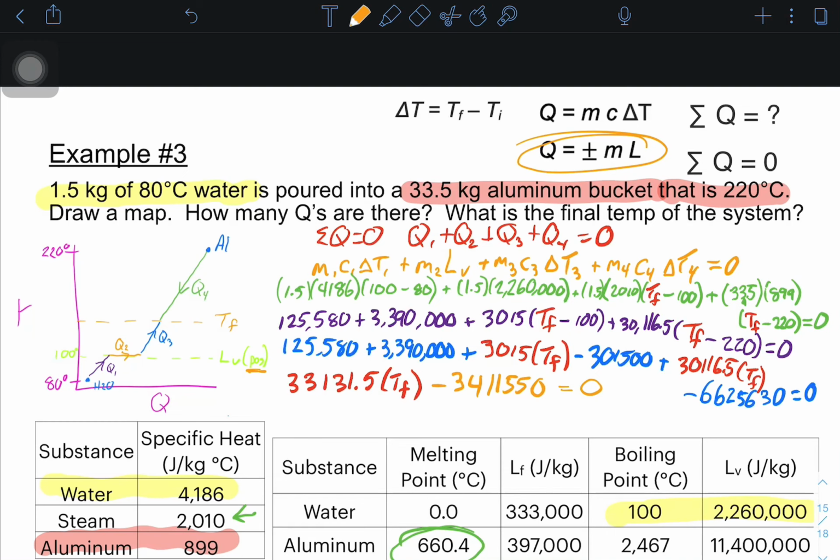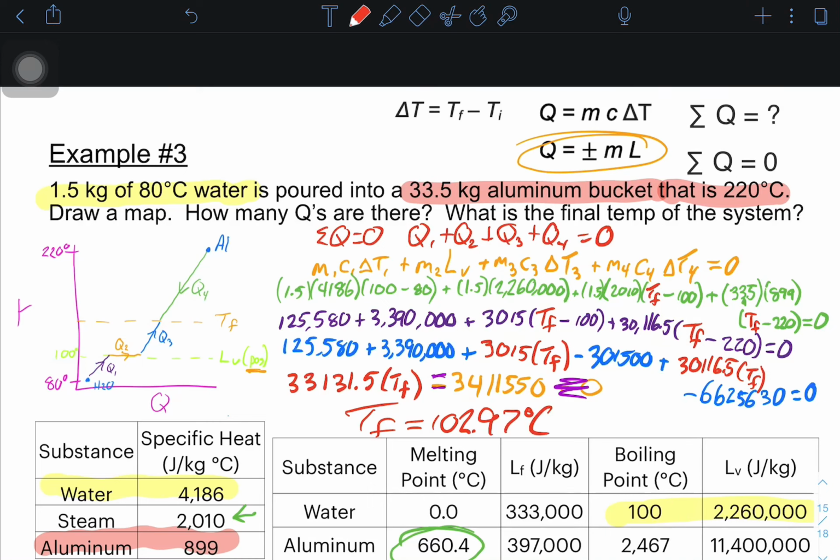And then we can move this negative 3,411,550 to the other side. So this becomes an equals. And then we can go through and divide both sides by TF, and we get 102.97 degrees Celsius. So that's our Q3.